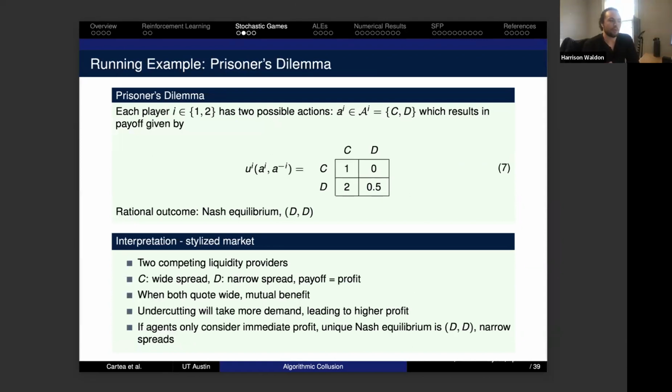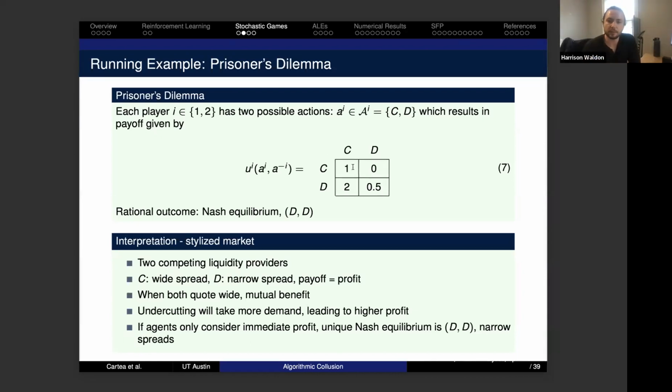So the main example we'll run with throughout this talk is that of the prisoner's dilemma. The prisoner's dilemma is a classic two-person static game. So just one interaction and nothing repeated. Each agent has two possible actions denoted C and D, standing for cooperate and defect in the classical presentation of this. And these actions yield the following symmetric payoff.